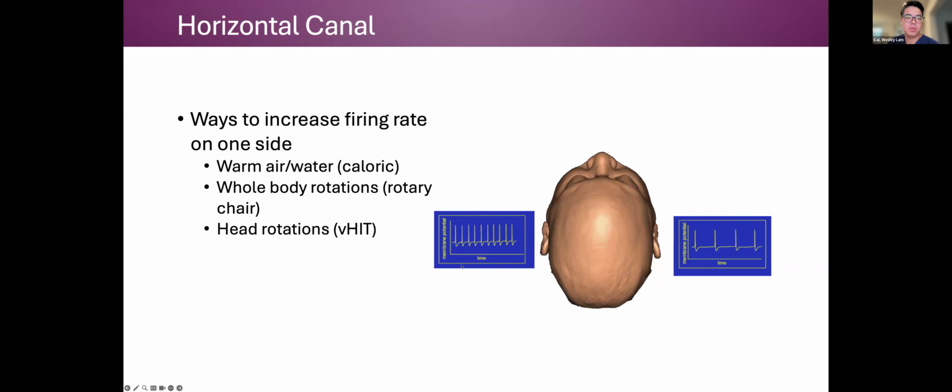There are ways to increase the firing rate, and we touched upon this: calorics, with warm water or cold water, whole body rotations, and head rotations similar to the head impulse test.